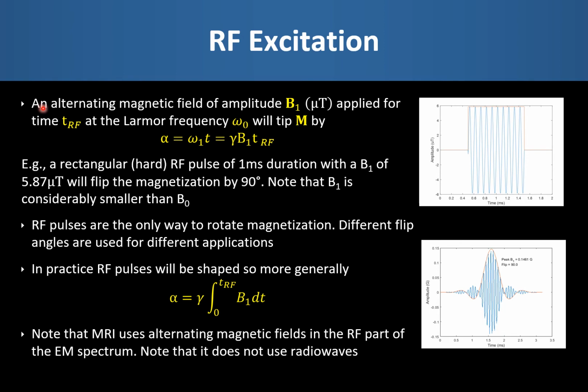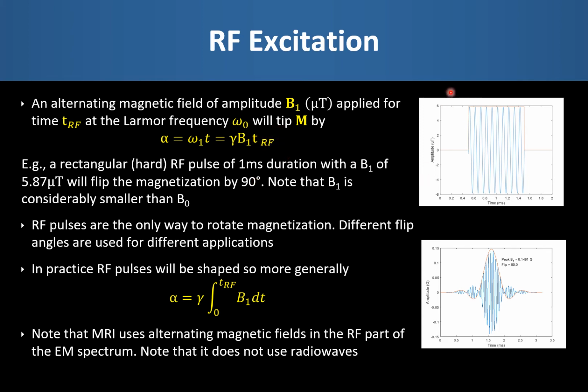So we know that an RF pulse is an alternating magnetic field of amplitude B1, either in microtesla or Gauss, applied for a time TRF at the Larmor frequency, and in that case it will tip the net magnetization by this particular flip angle given by omega-1 t, which is equal to gamma B1 times the duration of the RF pulse.